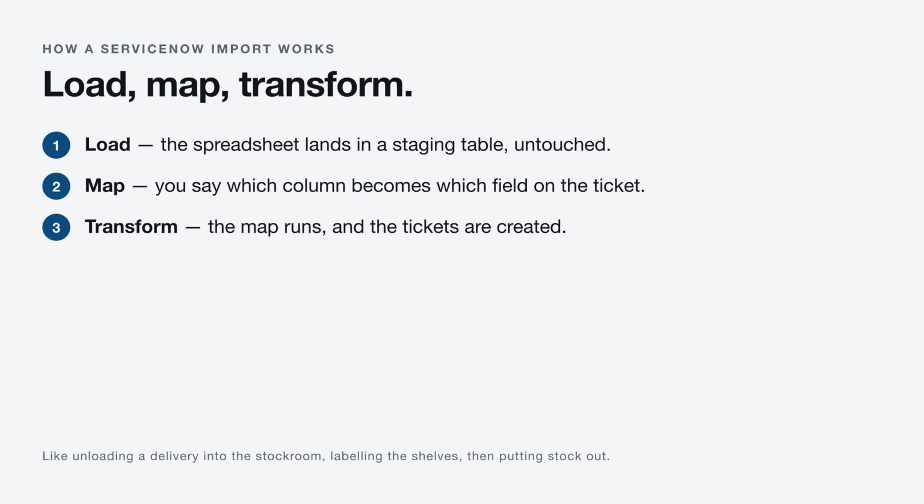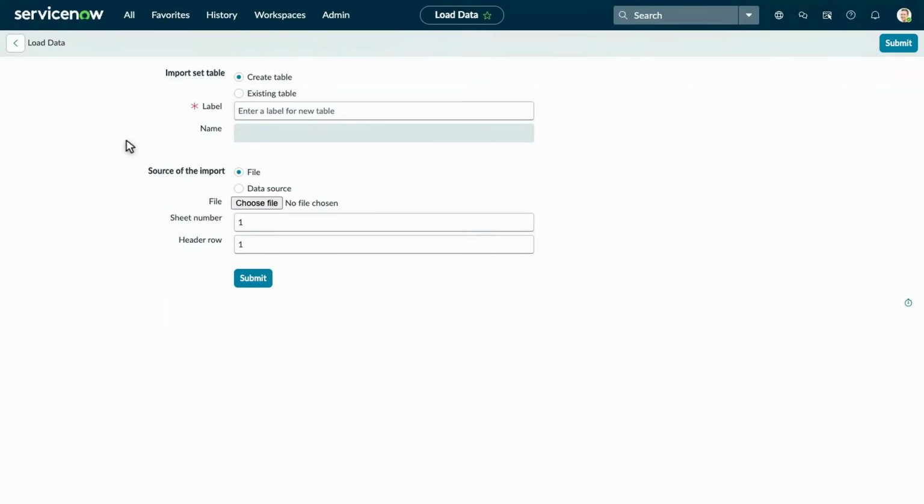Then a map tells ServiceNow which column becomes which field on the ticket. Then a transform runs that map and mints the tickets. Load, map, transform. So import set table, create table, and give it a label. Cloud Aura alert queue. Now watch the name field underneath. ServiceNow fills that one in for you. That's the staging table it's about to build.